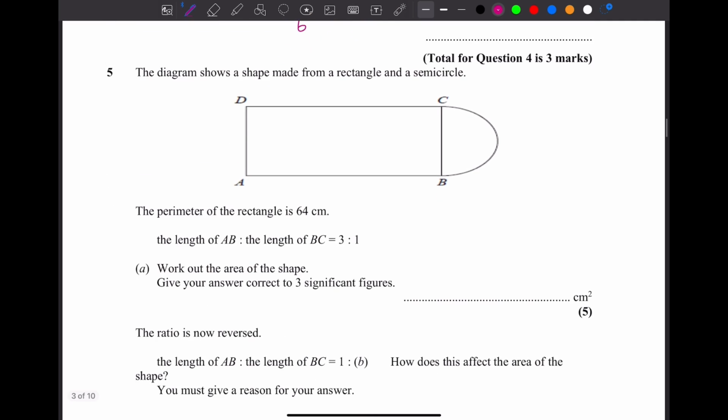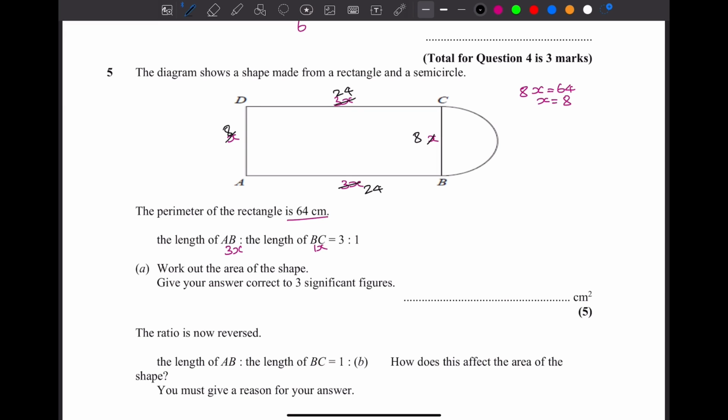Simple. Next one. The perimeter of this rectangle is 64. The length of AB to the length of BC is 3:1. So AB is 3, BC is 1. So let's call it 3x and 1x at that point. BC is 1x. AB is 3x. You know that the perimeter of the rectangle is 64. What's the total perimeter? It works out to be how many x? 8x is 64. x is just 8. If x is 8, the length is 24, because it's 3x. It's just an 8 for the x.